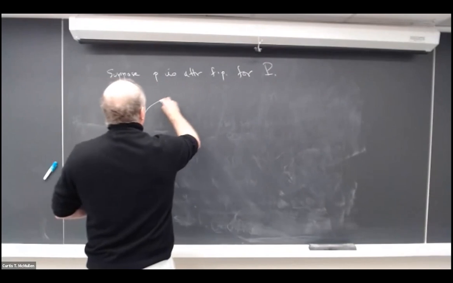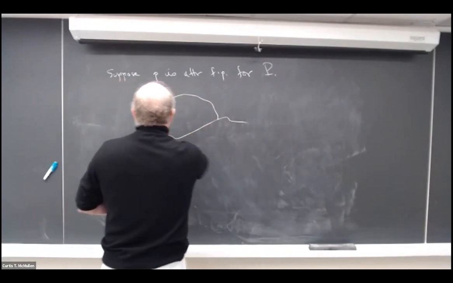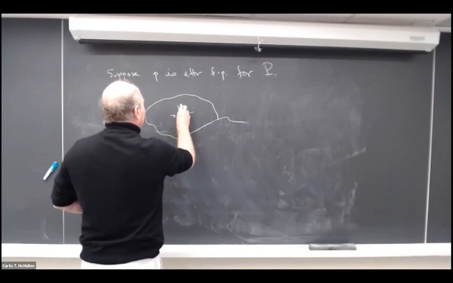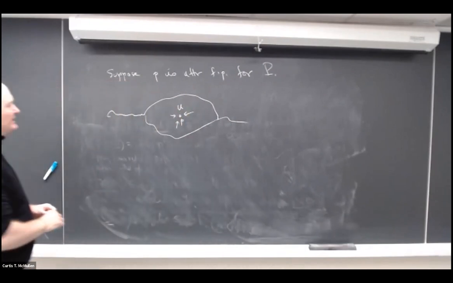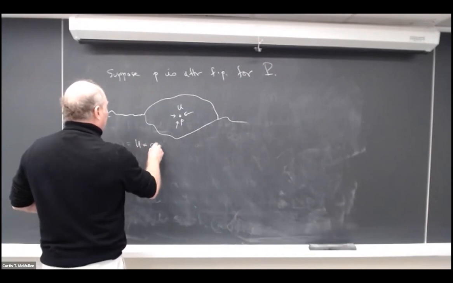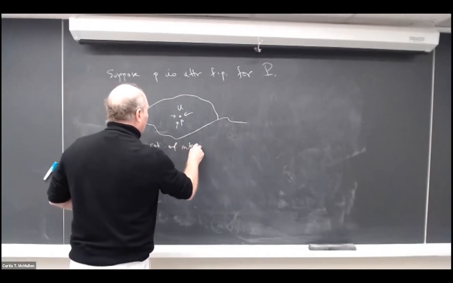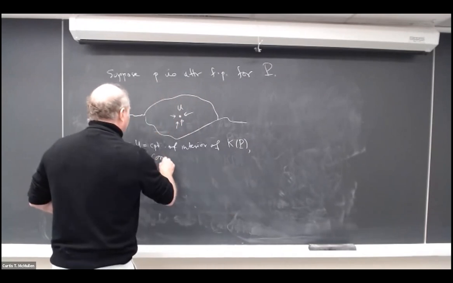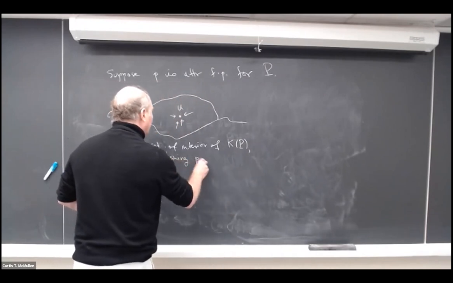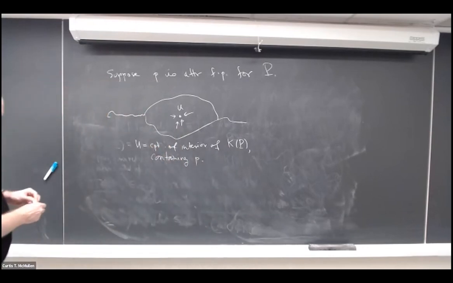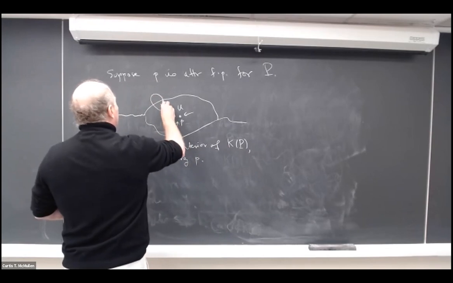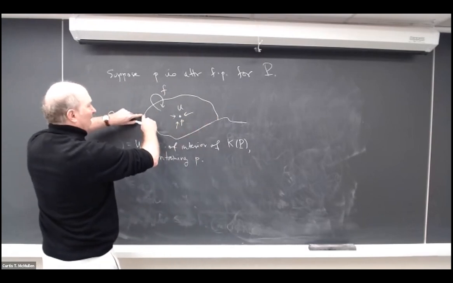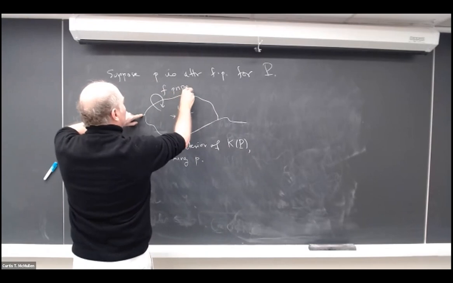So we have our filled Julia set. It might be very complicated, but what we know is that there's a point P and everything in a certain disk U is attracted to P under iteration. So to be precise, we let U be the component of the interior of K of P containing P. So here's our open set U. And now our mapping F sends U to itself. In fact, it also sends the boundary of U to itself. Therefore, it's a proper map when it's restricted to U.